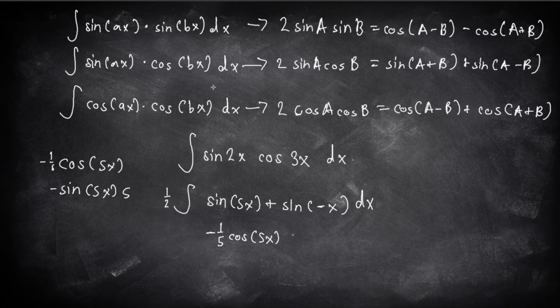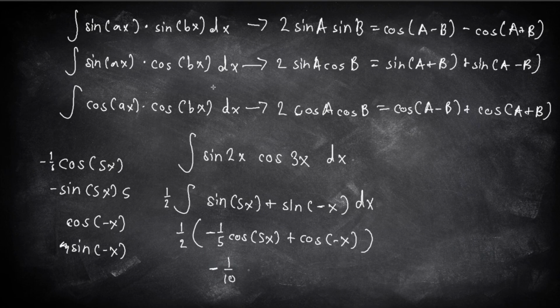Now sine of negative x. That would be cosine of negative x. The derivative of cosine is negative sine, and then plug in negative x. And the chain inside for negative x is negative, so we cancel out this negative, giving sine of negative x. So that means our integral is cosine of negative x. And then remember our 1/2 from outside. Multiplying, we get negative 1/10 cosine of 5x plus 1/2 cosine of negative x, and add the trusty c.